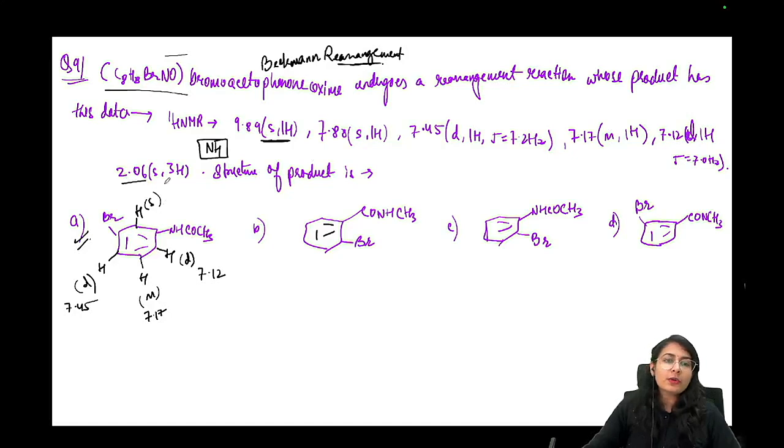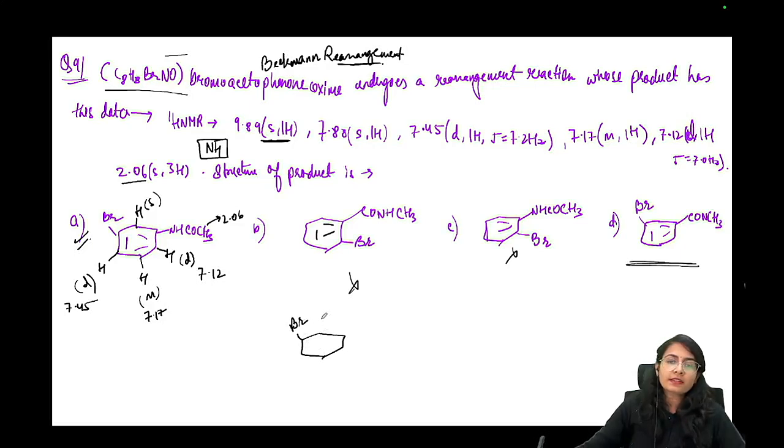Then 2.06, 3 hydrogen. This one. Okay, so this has formed after the rearrangement. Ortho not possible, only meta is possible. But this is not the right answer, because this is the bromoacetophenone. This is coming from C.